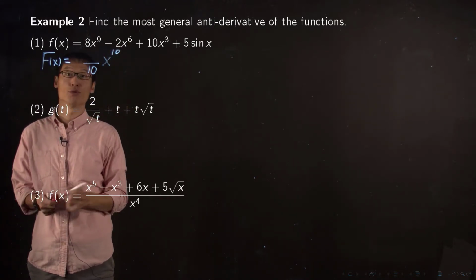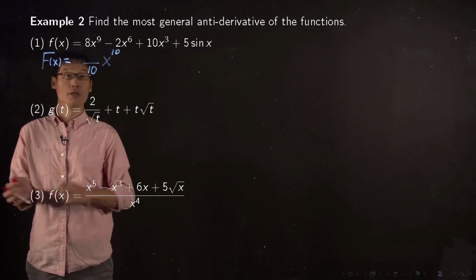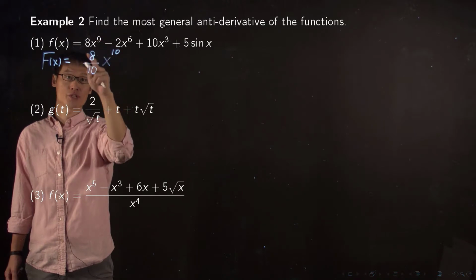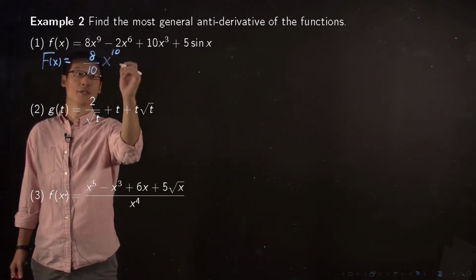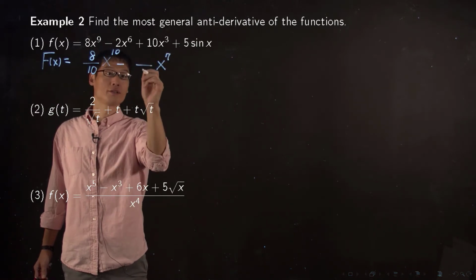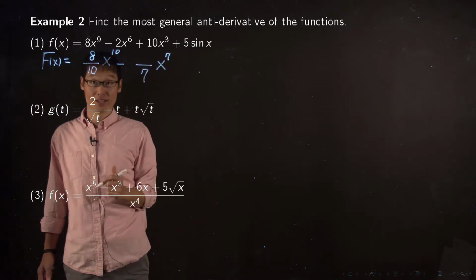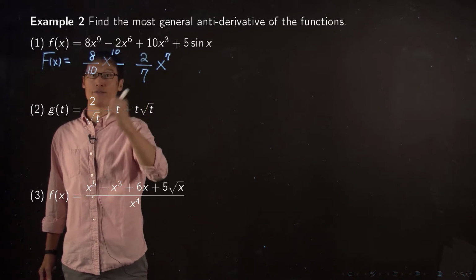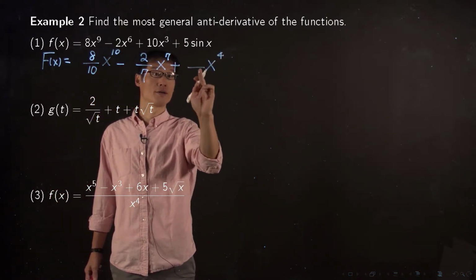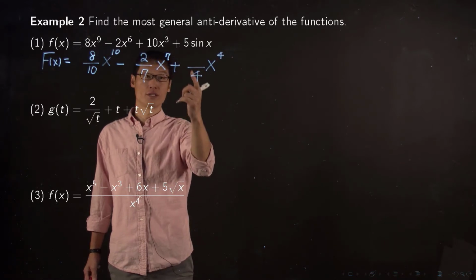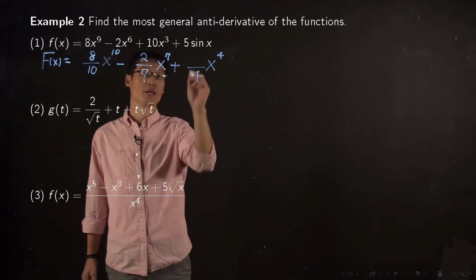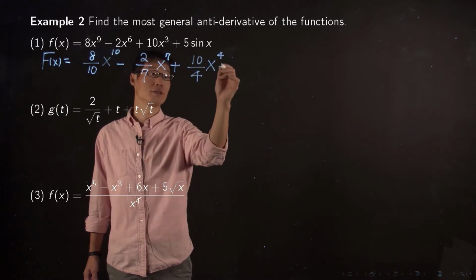And scalar multiple: the antiderivative of a scalar multiple is the scalar multiple of the antiderivative, minus. The new power is 7. That's why we need 1/7. And this coefficient will survive like that. And then x to the 4th power, we need 1/4 to get rid of this 4 when you take the derivative. And this number 10 will survive.